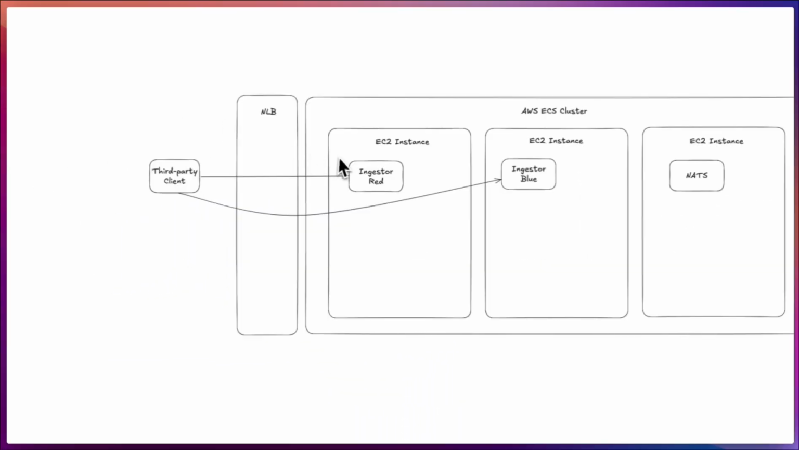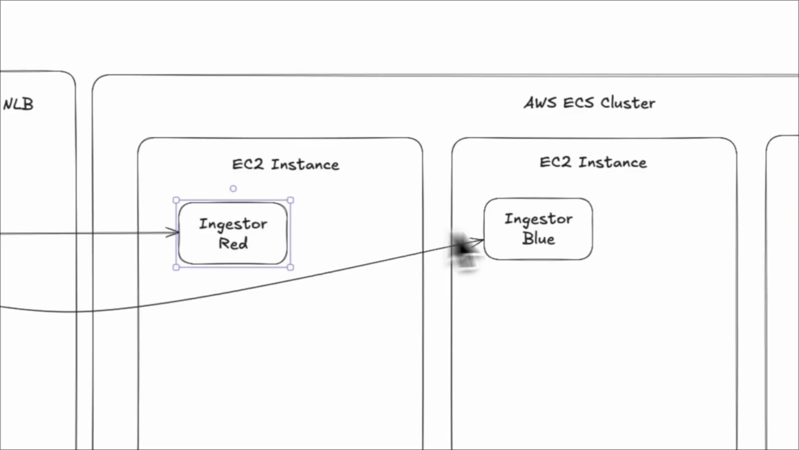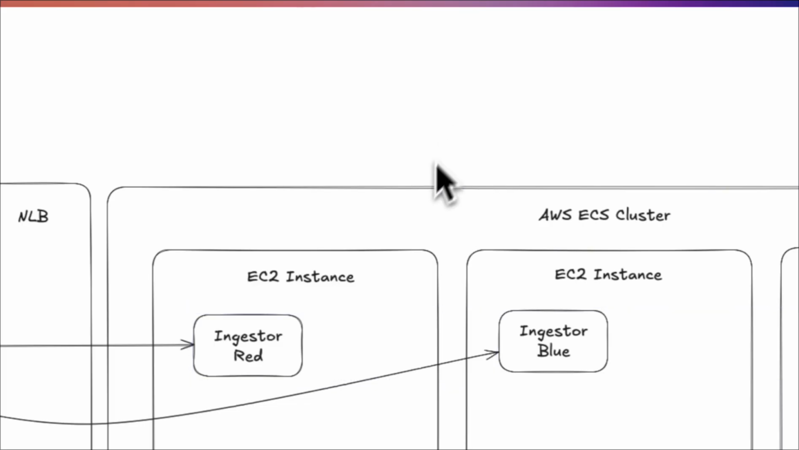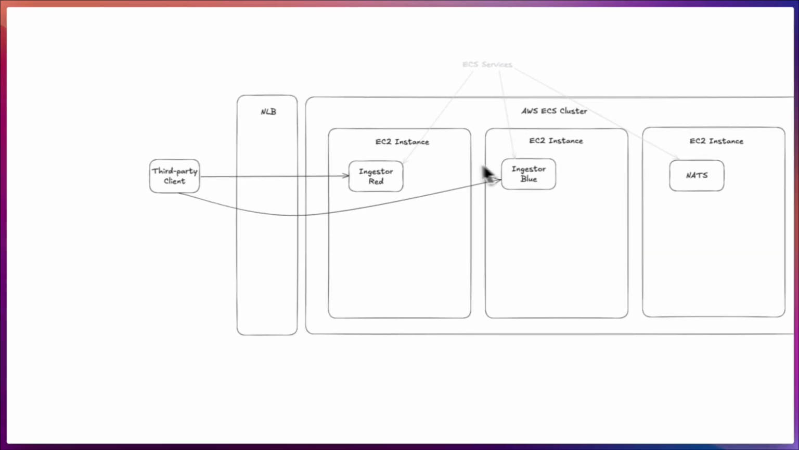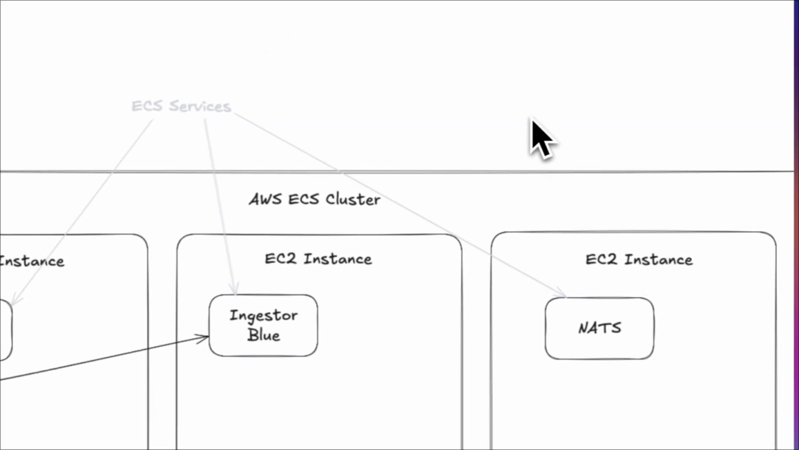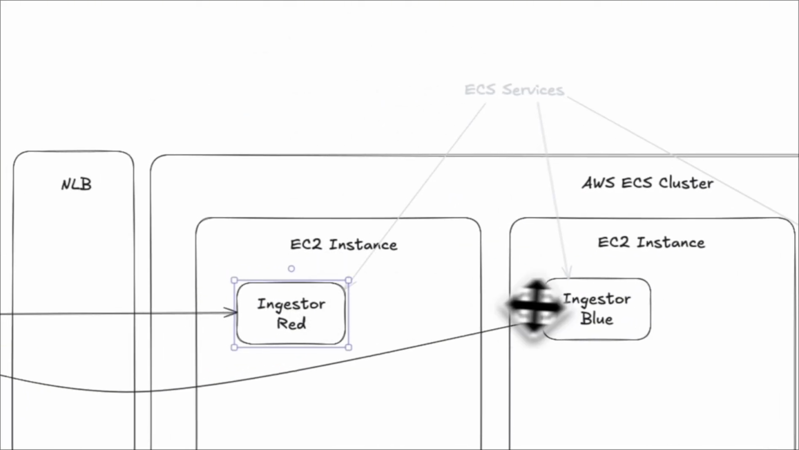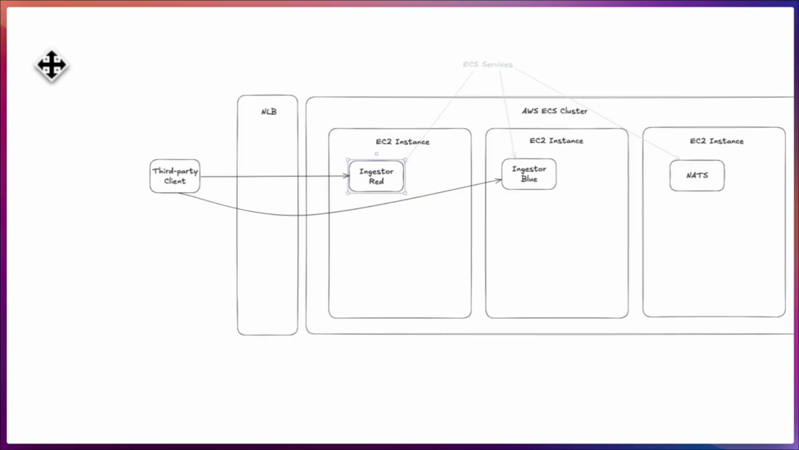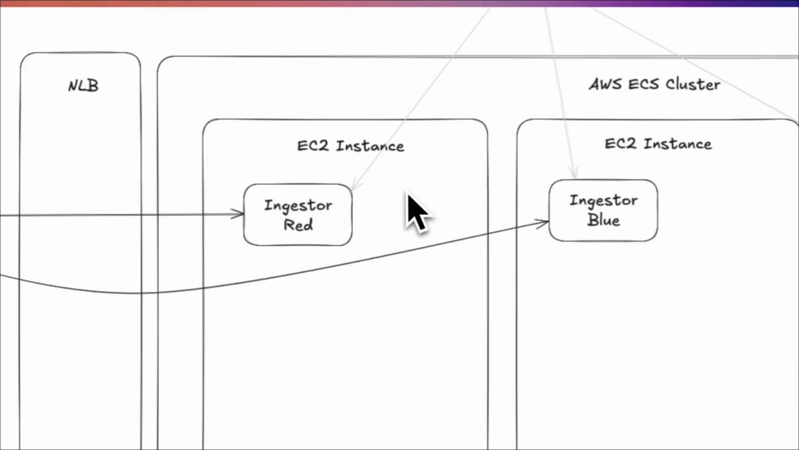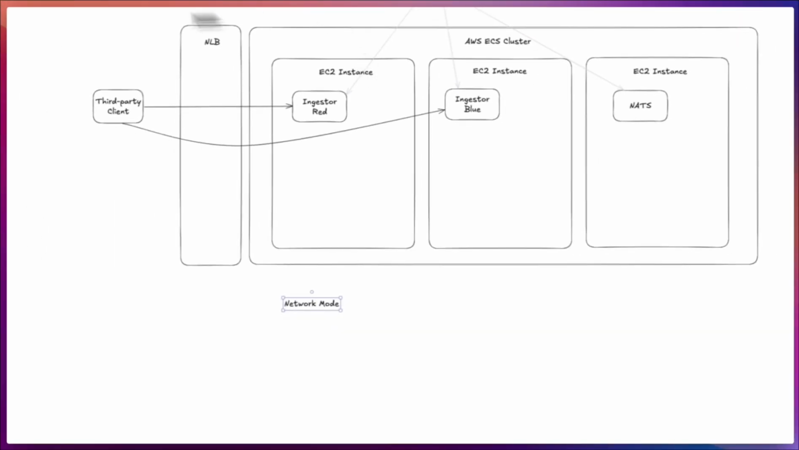So there are a couple of instances here. These guys, ingesters and NATS, are deployed as ECS services. It means they're running on ECS; these are tasks, running containers inside. Now, when you're running a container, you need to specify the network mode. There are multiple network modes, and by default, the most flexible one is awsvpc.